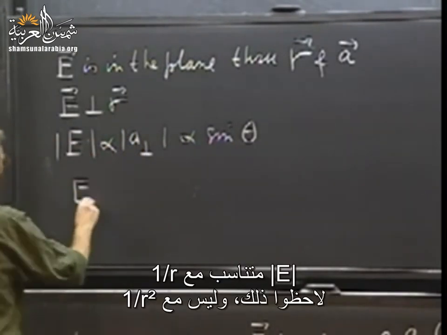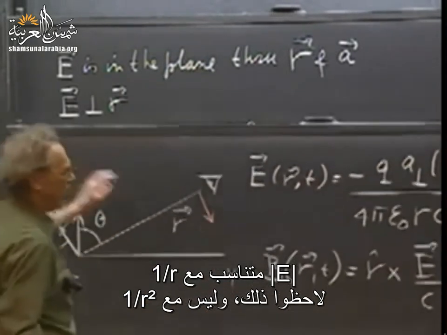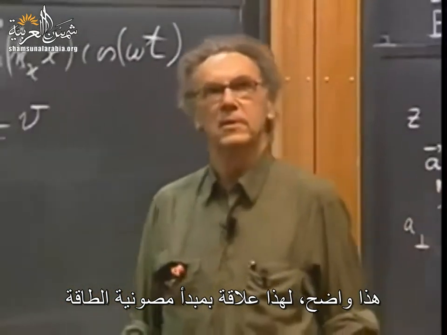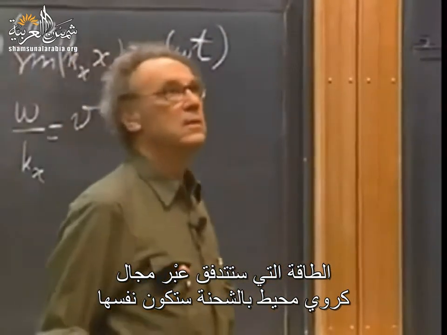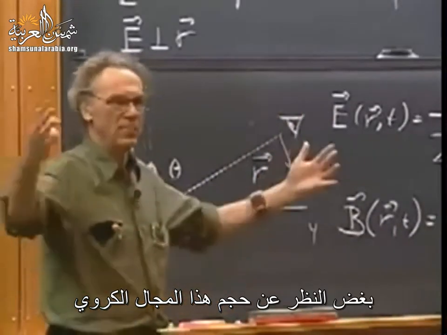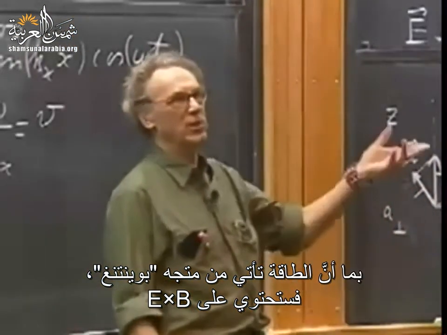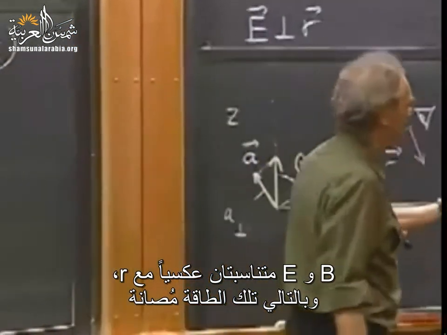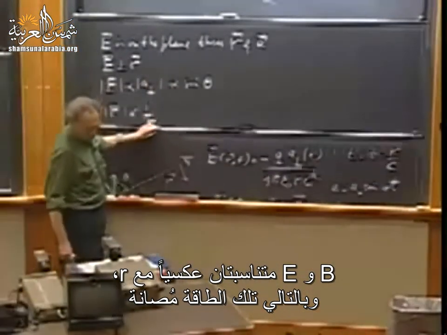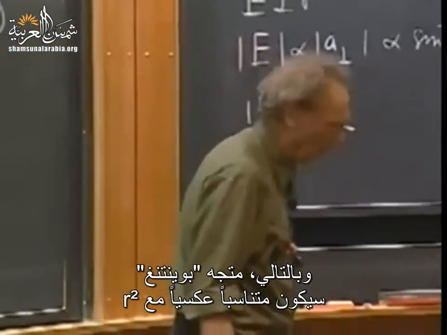E itself is proportional to 1 over R. Notice that, not 1 over R squared, but 1 over R, which is obvious. It has to do with the conservation of energy. If you make a sphere around it, then the energy that flows through the sphere must be the same no matter how large your sphere is. And since that energy comes from the Poynting vector, which has an E cross B, E is inversely proportional to R, and B is inversely proportional to R, so that energy is conserved. So the Poynting vector will then be inversely proportional to R squared.